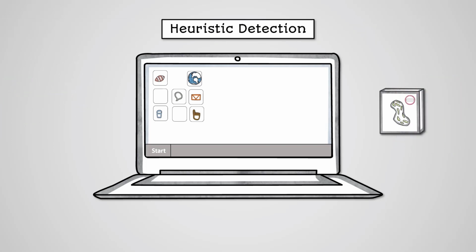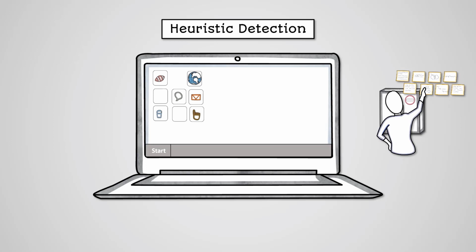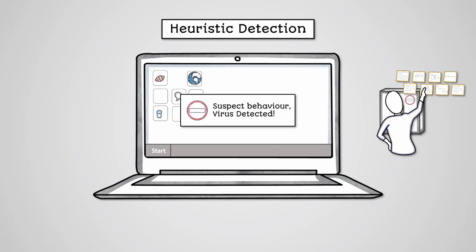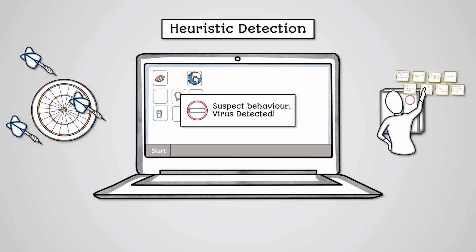It can also use heuristic detection, which monitors the behavior of your computer and spots anything that is behaving like a virus. This is usually less accurate than signature detection though.